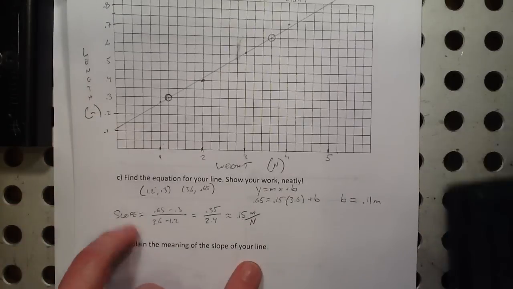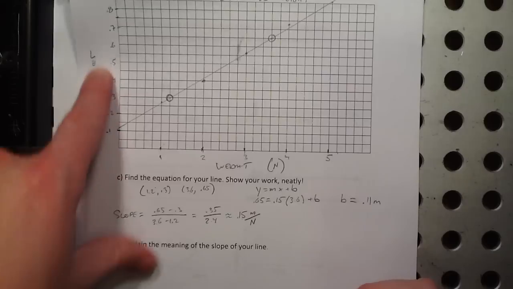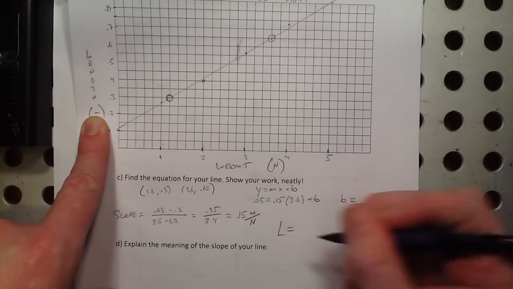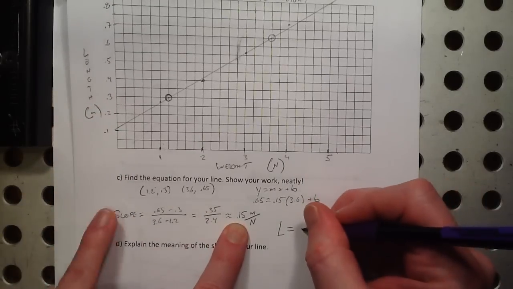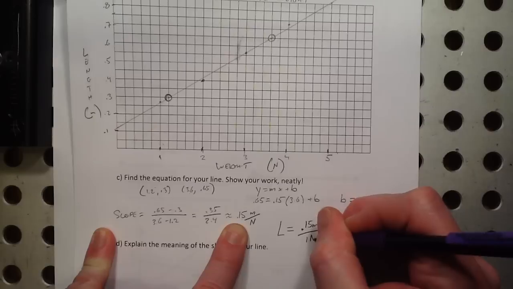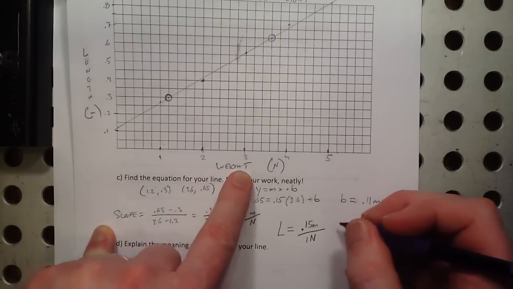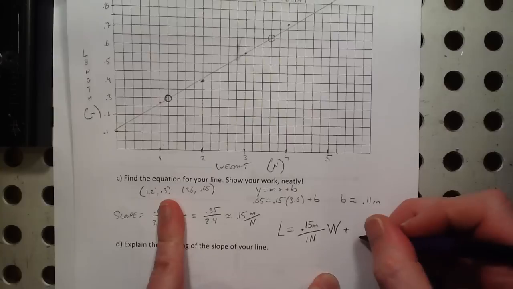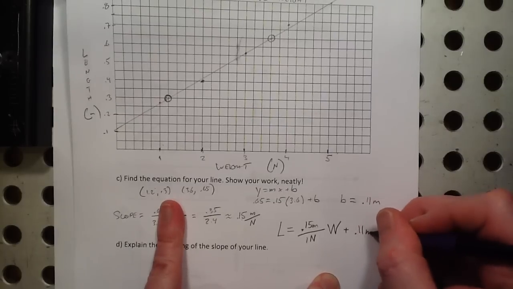So my equation is y, but y is length, right? So length equals the slope, which is 0.15 meters for every 1 Newton, times x, which is weight, plus my y-intercept, 0.11 meters.